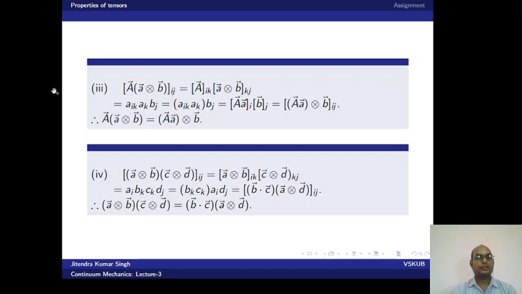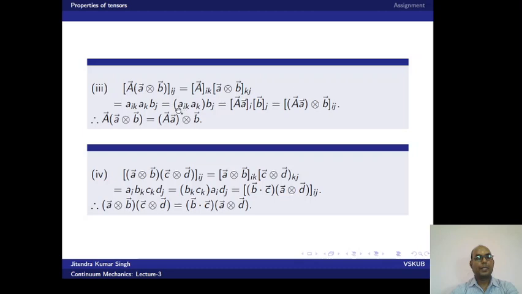Now we shall discuss the third result. Second order tensor A, its product with the tensor product of AB. You know that the product of two second order tensors is again a second order tensor. So its ij component is equal to the ik component of tensor A and the kj component of the tensor product of vectors A and B. The ik component of tensor A is Aik, and the kj component of the tensor product of A and B we can write as AkBj.